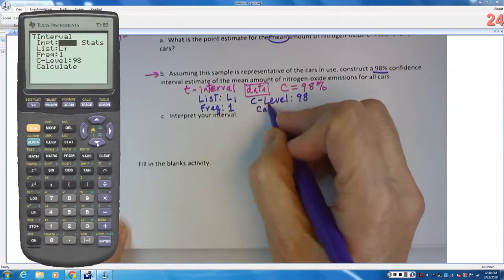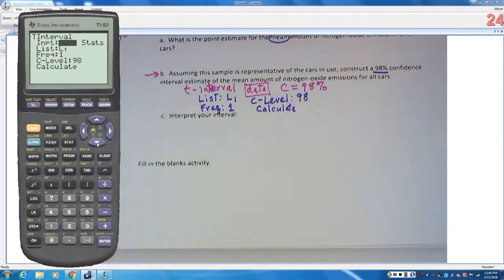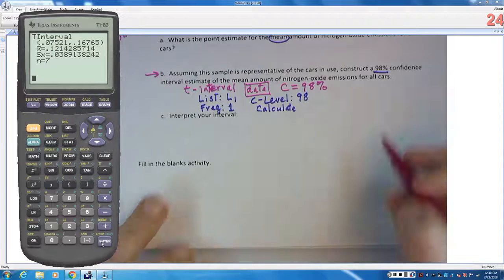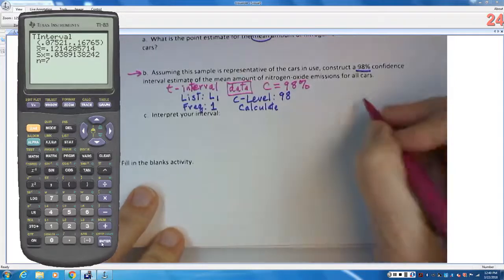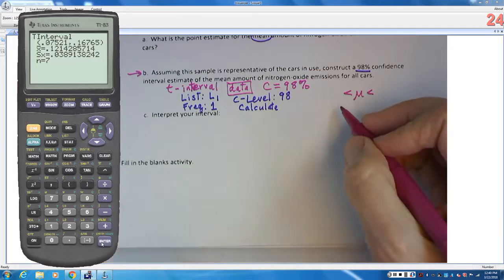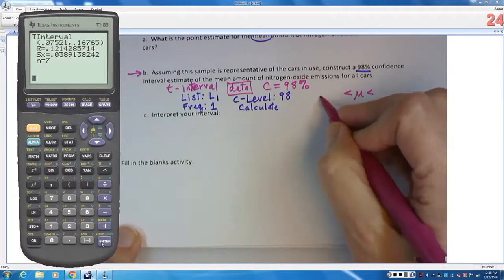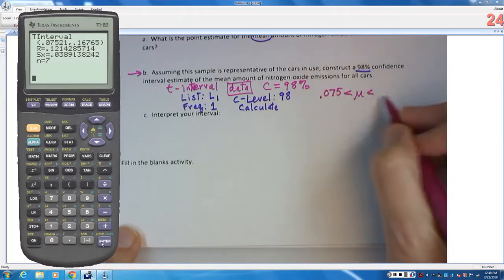And that's how you find it. There is a formula you can use. This is how you find your interval, and it's a mean, so you put the population mean in the middle with less than signs, the lower limit, and let's see, the data went to 2 places, so we'll go to 3 on this. 0.075 and 0.168.